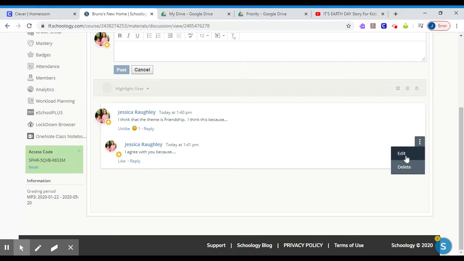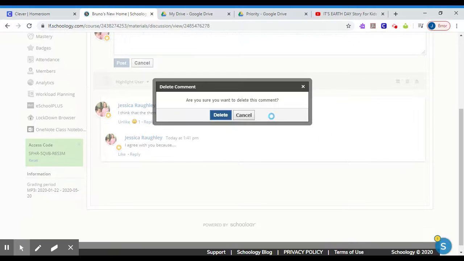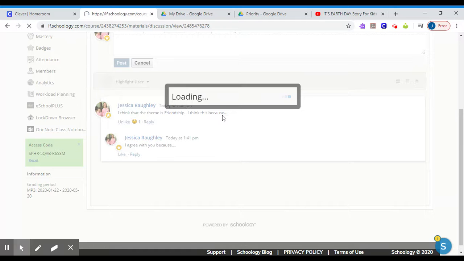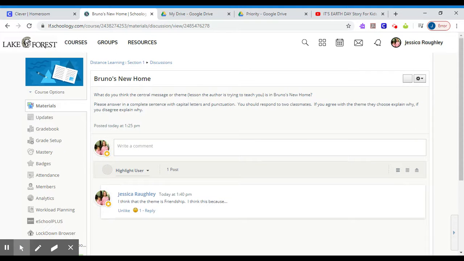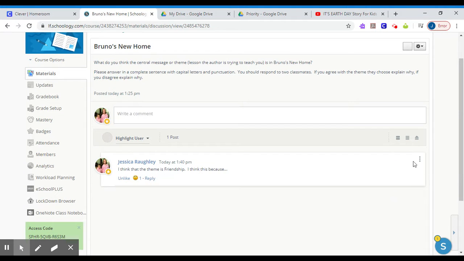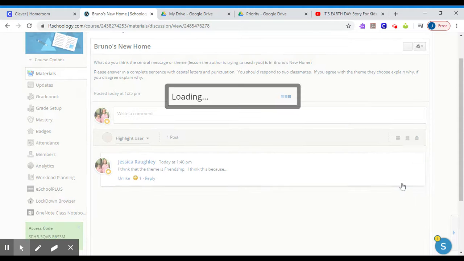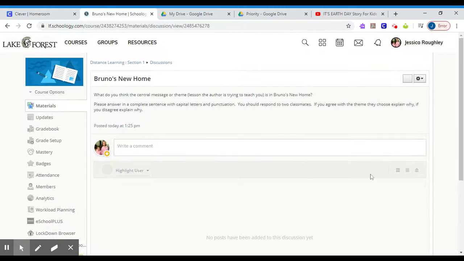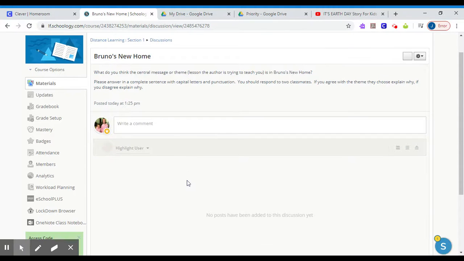Okay, so if you look at yours and you say, oh man, I forgot to put a period at the end, I forgot to use capital letters, or you want to change your mind, you can edit it or you can delete it. And you just click and it deletes it for you. Okay, again, edit, delete. Now again, those three dots are only going to come up under what you posted, not under what somebody else posted.